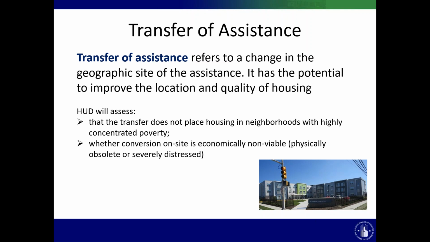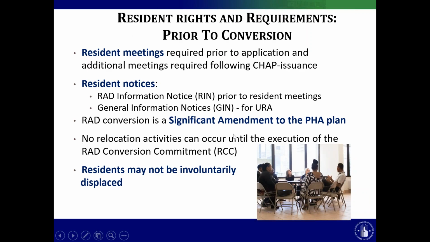When a PHA proposes a transfer of assistance, HUD assesses that the transfer doesn't place housing in neighborhoods of highly concentrated poverty and that there's a justification to leave the site in the first place. Some demonstration of economic non-viability or something of the sort.